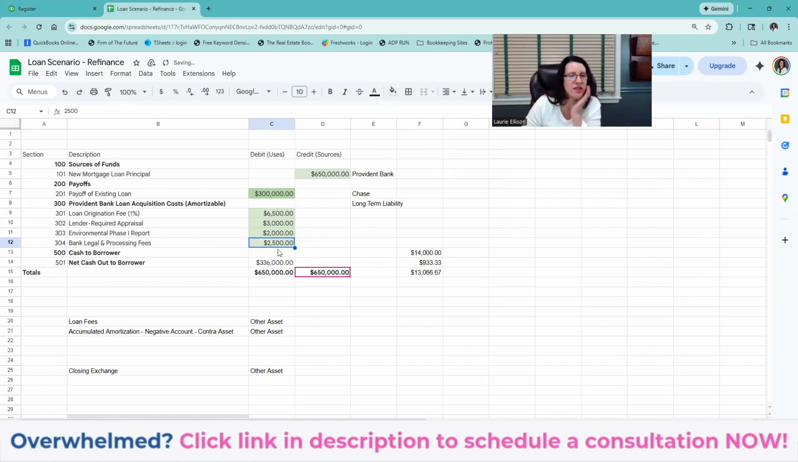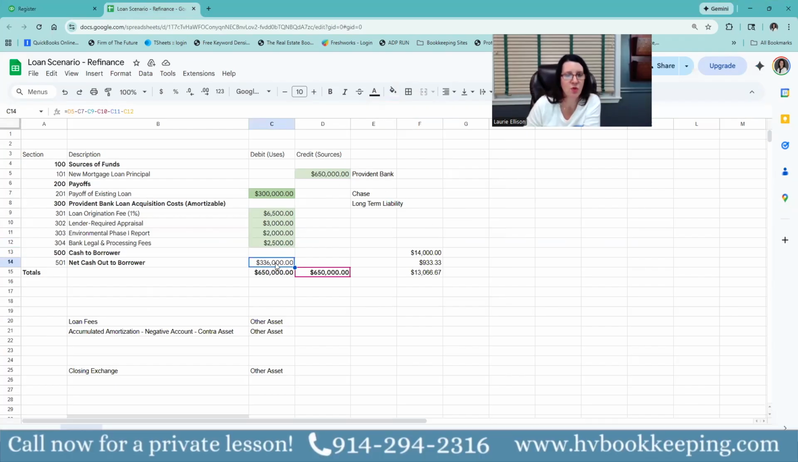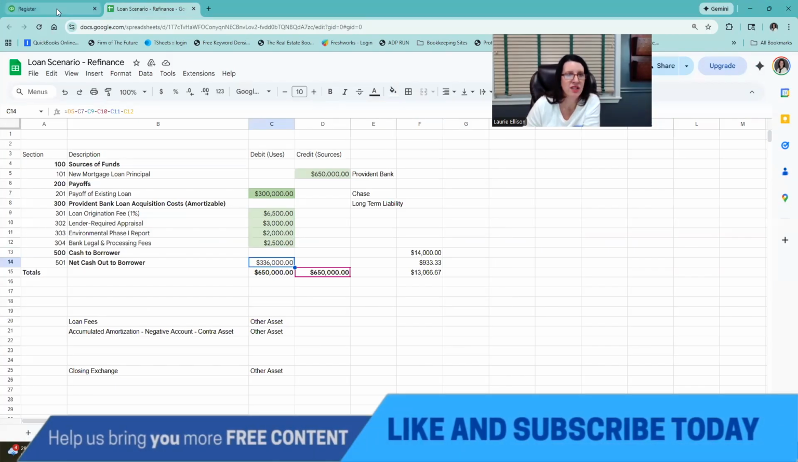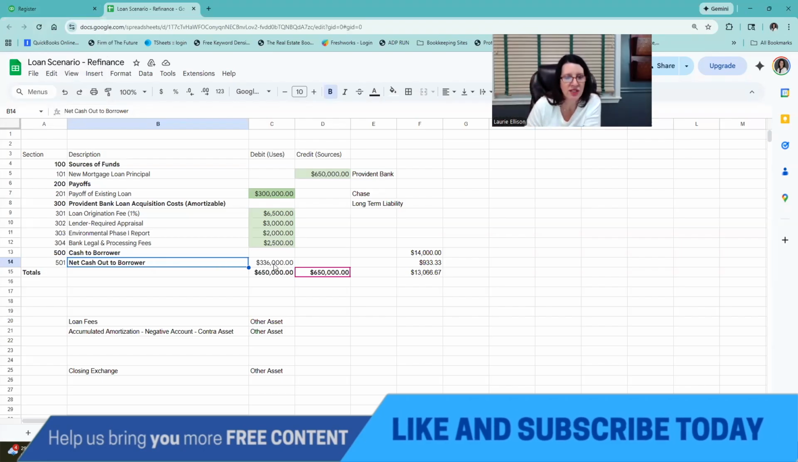Okay, so I posted everything, except now it says net cash out to borrower, right? So that's usually why you all do a refi, because you want to get money out of your property. I've never seen it just because someone wanted to lower their payment. Okay, so where's this going to go, right? This is on the debit side, but that is going to be deposited into the bank account normally. So this 336,000 then needs to be deposited into your bank account.